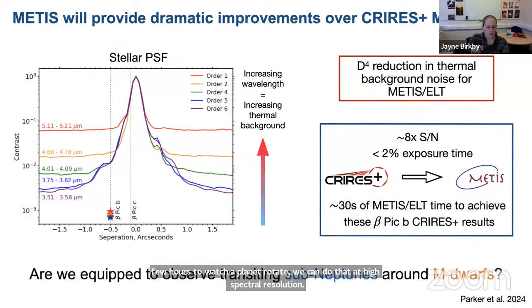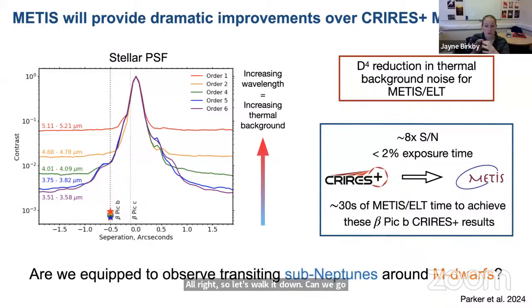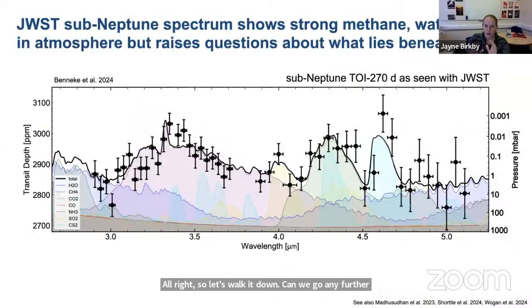Can we go any further than giant planets? Can we get to the sub-Neptunes? Sub-Neptunes are a really fascinating area at the moment of exoplanet atmosphere work, and they're on the way to really rocky worlds, and they're completely enigmatic. We really don't quite know what's going on. There's lots of theories and lots of debate in the literature at the moment.